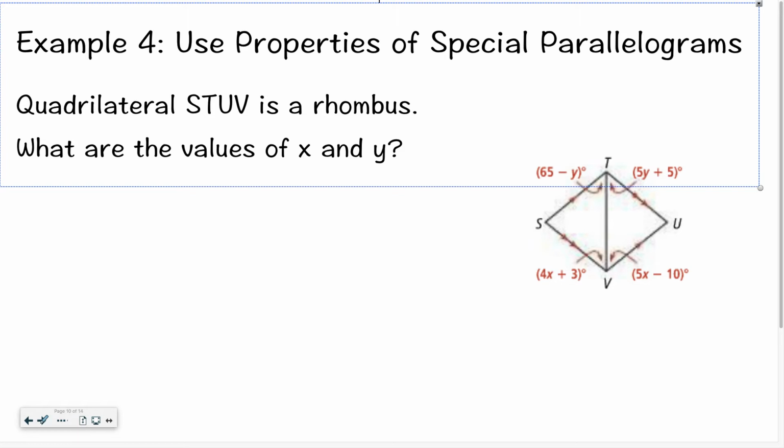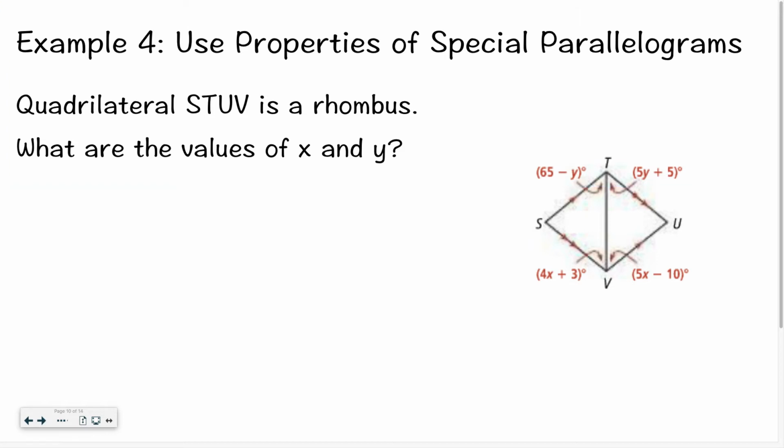All right, example 4, use properties of special parallelograms. So quadrilateral STUV is a rhombus. What are the values of x and y? So you can see y is at the top. Remember, if we have a rhombus, our angles get cut in half by the diagonals. So I can say 65 minus y would equal 5y plus 5, and I can solve from there. And then I can say 4x plus 3 equals 5x minus 10, because that angle would also get cut in half.